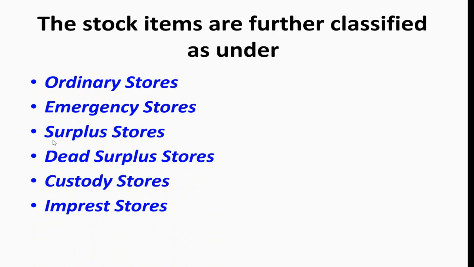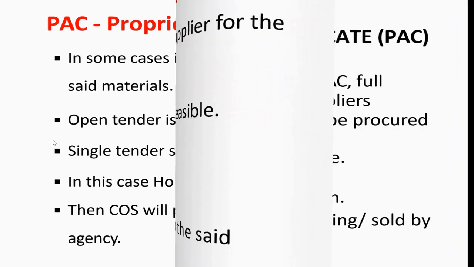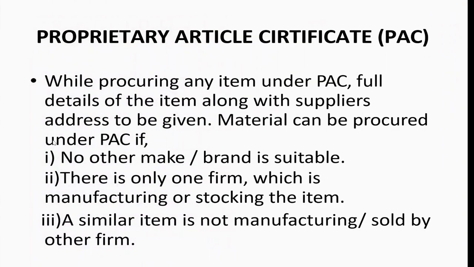PAC, Proprietary Article Certificate. In some cases, if there is only one supplier for the said materials, open tender is not possible or not feasible. Single tender system is followed. In this case the HOD will issue the PAC. Then COS will place a single tender to the said agency. While procuring any item under PAC, full details of the item along with the supplier's address are to be given.